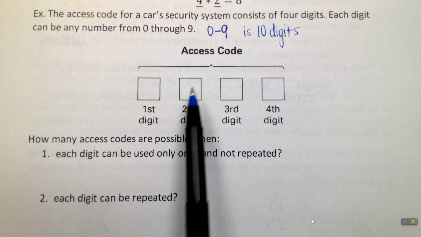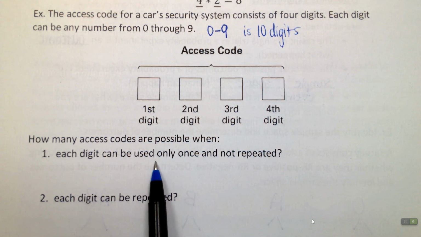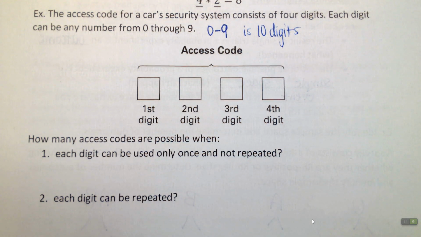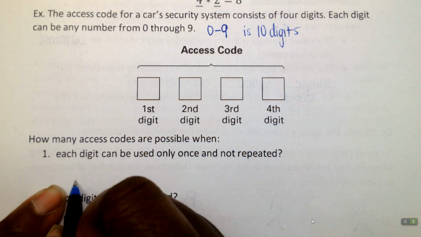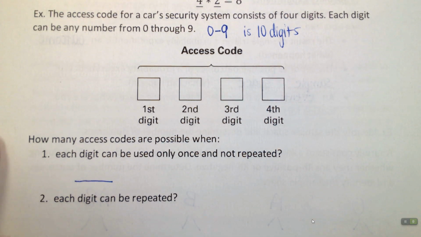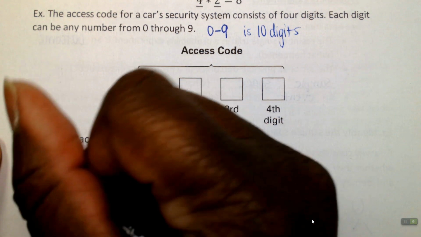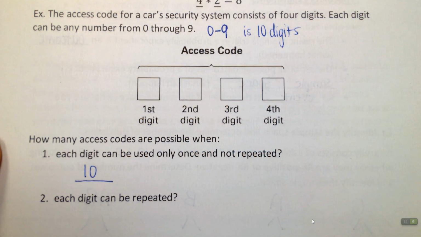So how many access codes are possible? We have these 4 digits, when each digit can only be used once and not repeated. So once I use 0, I can't use it anymore. Once I use 1, I can't use it anymore. So I want to look at each digit to see what my possibility is. The first digit, let's think about it. I don't have any restrictions, so I can use all 10 digits.